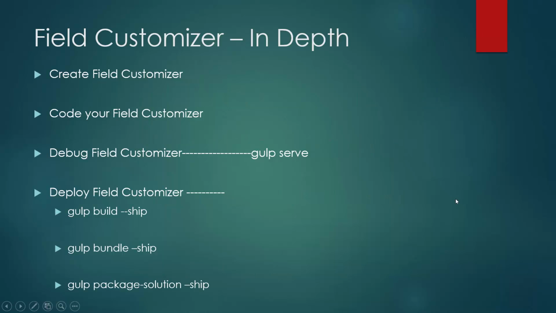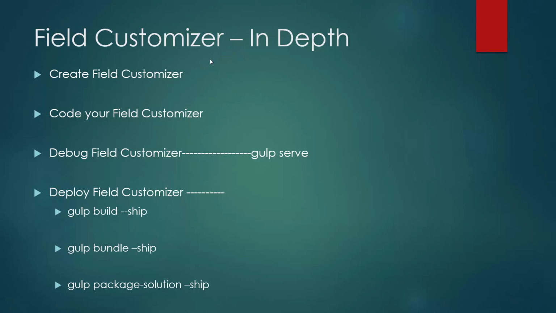So this is the agenda for today's video. In field customizer, we will be covering how to create field customizer, then code your field customizer. I will be explaining the basic code, that is the out of the box code which we will get when we create field customizer. Then debug your field customizer, how we can debug it, and deploy the field customizer. In code your field customizer, I will be explaining very simple basic code. I will be creating a separate video for the demo of the field customizer. So let's start with create field customizer.